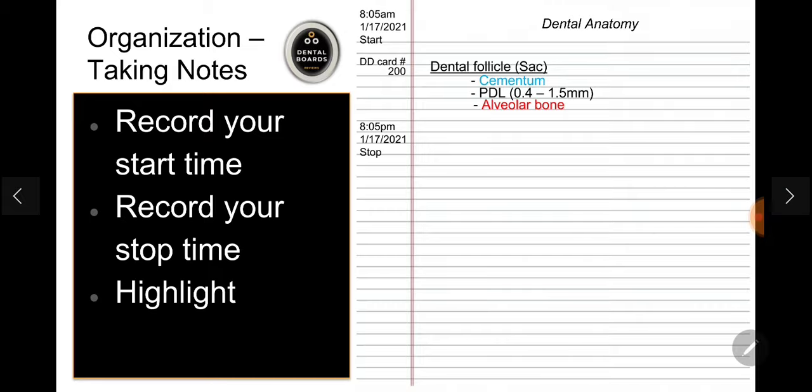All right. So you need to organize your notes. The notes that you take in your notebook, make sure you organize them. Make sure you record your start time and your end time. For example, the start time, 8 a.m., January 17, 2021, and which flashcard you are starting at. So you can say I'm starting at flashcard number 200, and this is the end time. Make sure you record your start time, your stop time, and highlight. This is going to help you a lot.